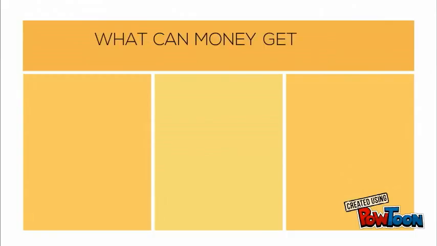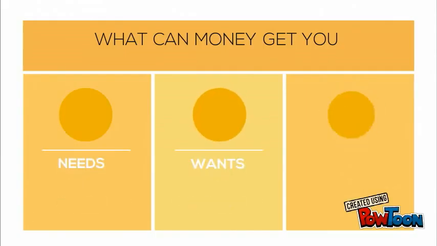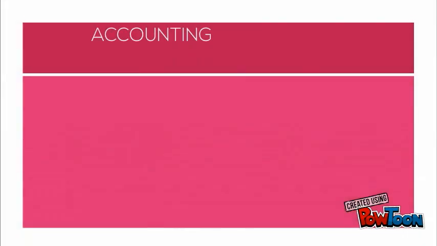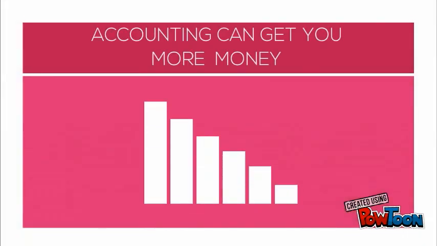That's right, today we'll be talking about money in accounting. Now you see, money can get you a lot of things, but these are the three main things: needs, wants, and a lot more money. It's actually said that accounting can help you with your money problems. Based on this fake survey we took, the majority of the people agree with that statement.